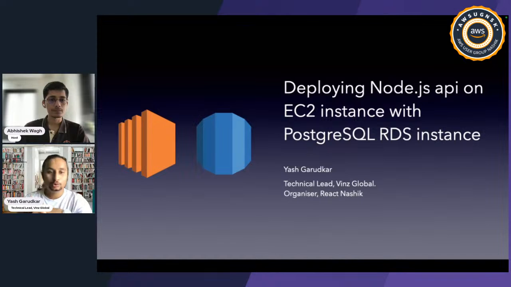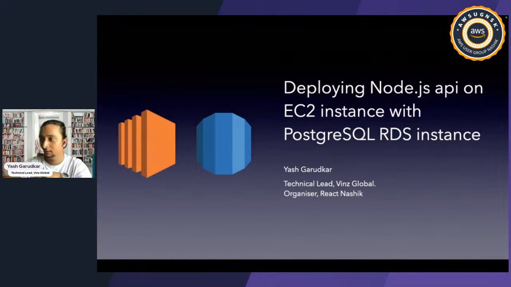Great. So first of all, welcome everyone. I'm going to show you how to deploy a Node.js API on an EC2 instance with a Postgres database, which will be hosted on an RDS instance, the Relational Database Service, as I mentioned.